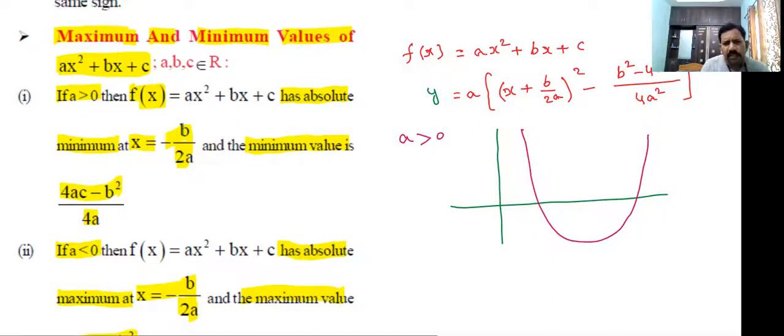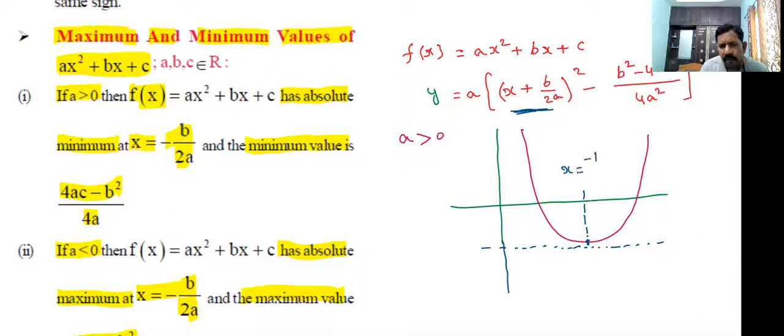Now, the curve has a minimum value. Where is it minimum? At this point here. This is the minimum value at a particular point. Already we know that this point is x equal to minus b by 2a. The minimum value is given by the formula 4ac minus b square by 4a. This point we will call the turning point: minus b by 2a comma 4ac minus b square by 4a.